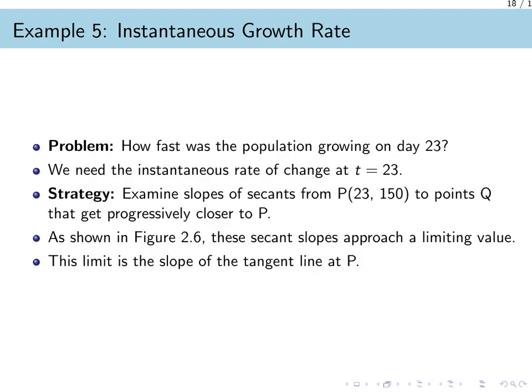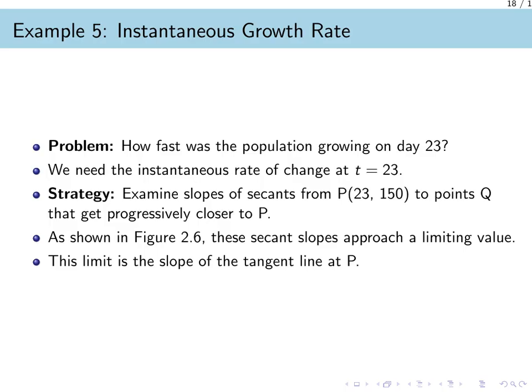We have seen how to calculate an average growth rate over a time interval, but now we need to find the growth rate at a single, specific moment. The average rate we found from day 23 to day 45, for example, does not tell us how fast the population was growing precisely on day 23. To find this instantaneous rate of change, our strategy is to calculate the average rate over progressively smaller time intervals. We will keep our starting point P fixed at day 23, and then compute the slope of the secant line to a second point, Q.